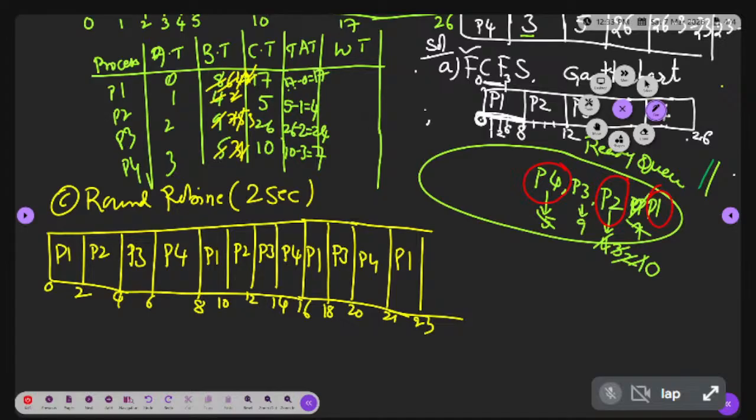P1 is finished. Next P3: 20, 24, 3 seconds, so 2 makes 25 and 1 more second. You can write here 23 to 26 directly because only one is left. At 26 seconds we have finished all the processes.